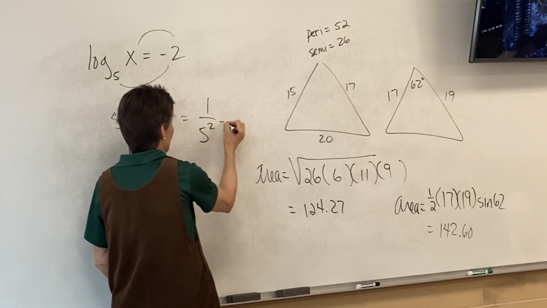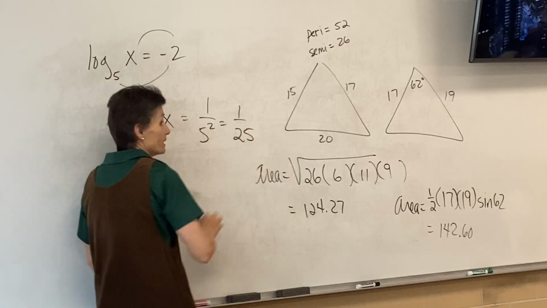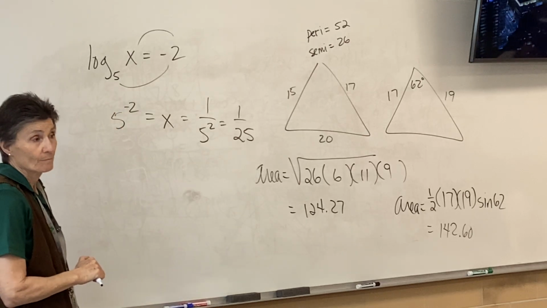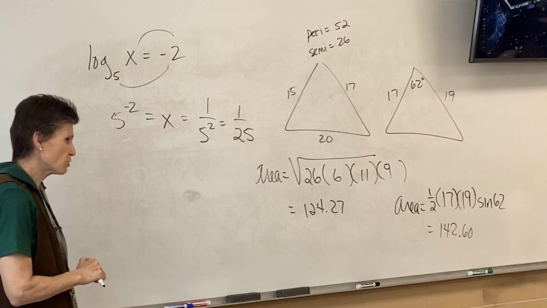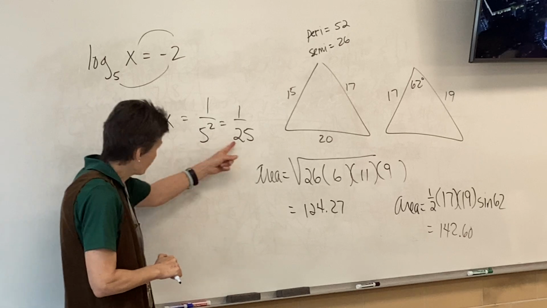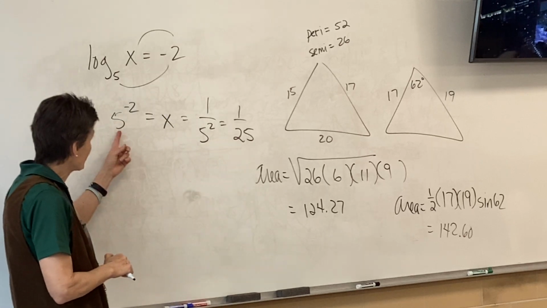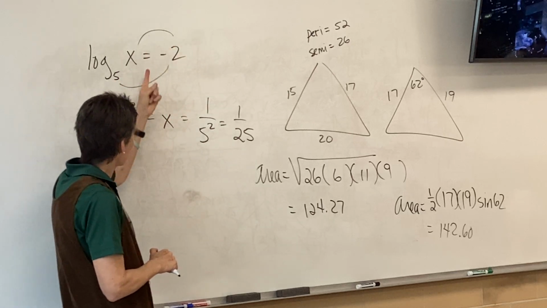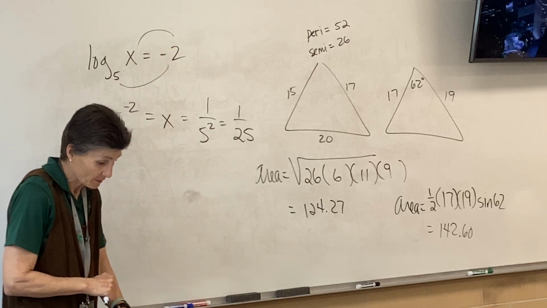1/5 squared. So your answer is 1/25. Now, if there's partial credit on this test, I'd like you to get that all the way to the end. That's easy enough, but if you started with this, you're going to get partial credit for that, because that's what it is. 5 to the negative second equals x.